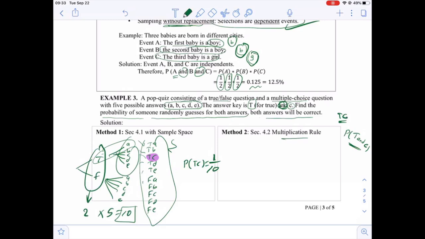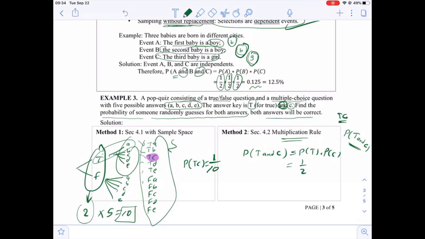Or we can use the multiplication rule. How to use the multiplication rule? We want to find the probability of T and C. That is the probability of T times the probability of C, because those are independent. Your choice of true, for example, is not affected by the choice of C for multiple choice problems. So those are independent. Now what is the probability of T, of choosing true?